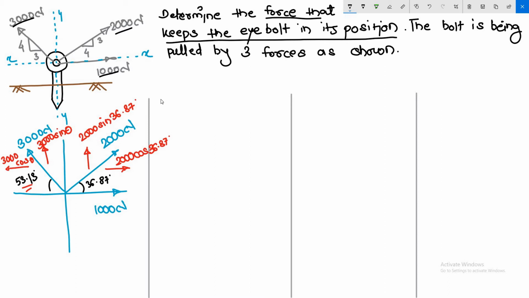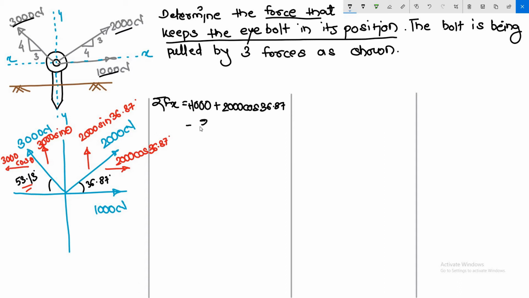So let's try to find out summation Fx. Now what forces or components will be here in summation Fx? Here we can see the 1000 Newton force. It is directed along the x-axis and the sign will be plus. Plus 1000 Newton. Then 2000 cos of 36.87 is directed along the positive x-axis, so it will be taken as plus 2000 cos of 36.87. Then what about 3000 cos of 53.13? It will have a negative sign because it is directed along the minus x-axis or negative x-axis.